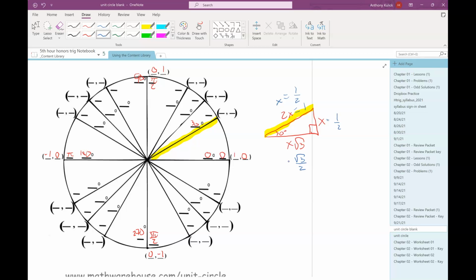So this side represents my x, because that's how far I've moved over. So this is root 3 over 2. And then this side should represent my y, how much I've moved up. That would be 1/2.